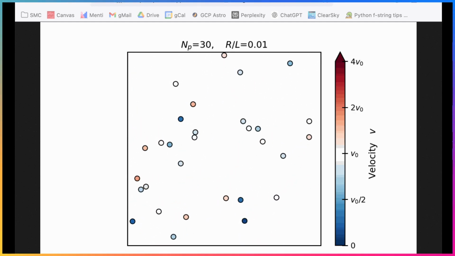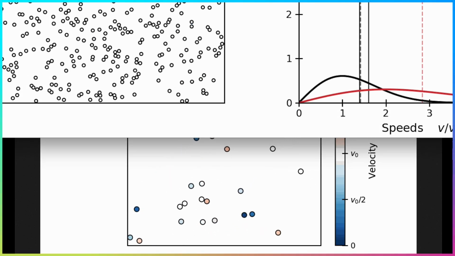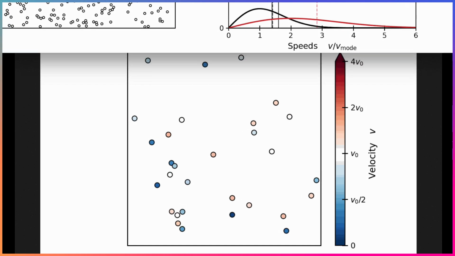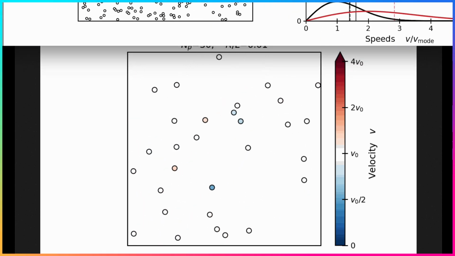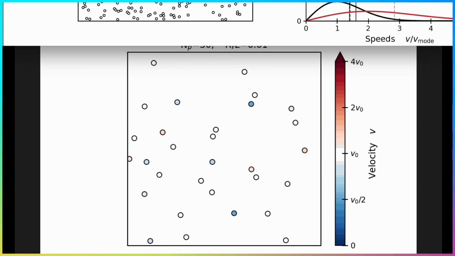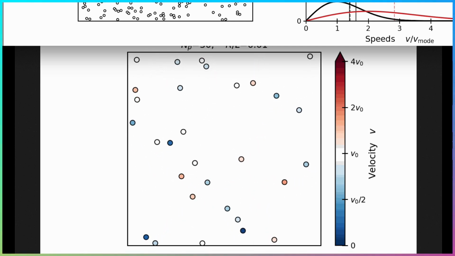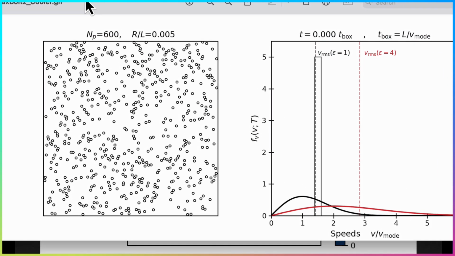Next one we're going to do is, instead of 30 particles, because you notice with this simulation there aren't that many collisions going on, and if I were to look at a distribution, there's not really enough particles to see a nice distribution. So let's have 600 particles.